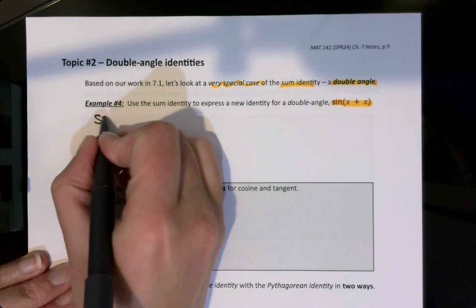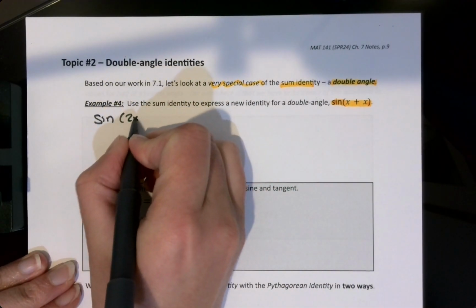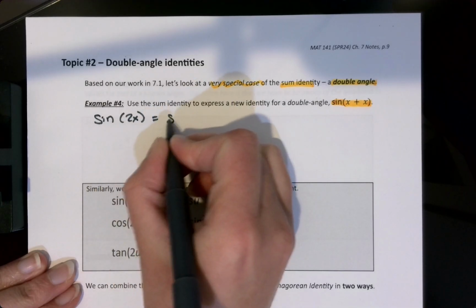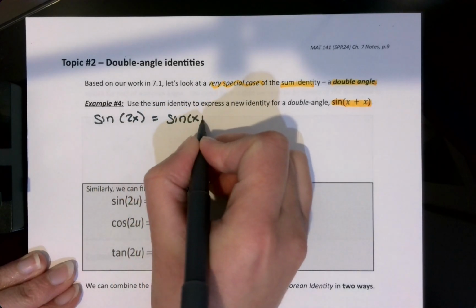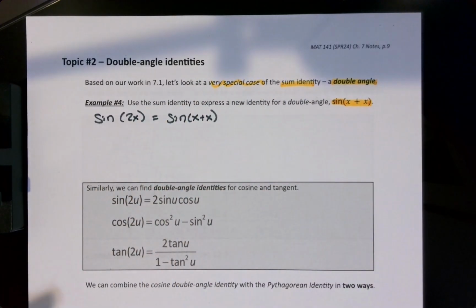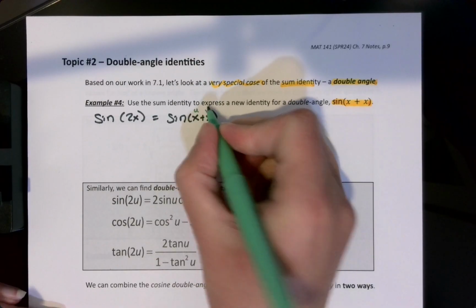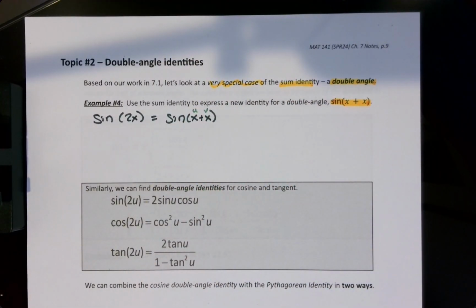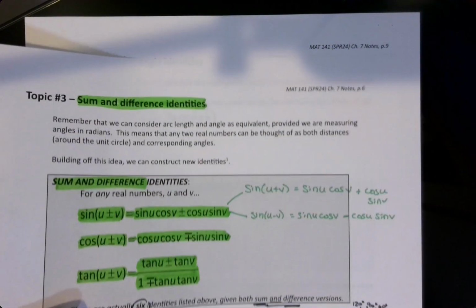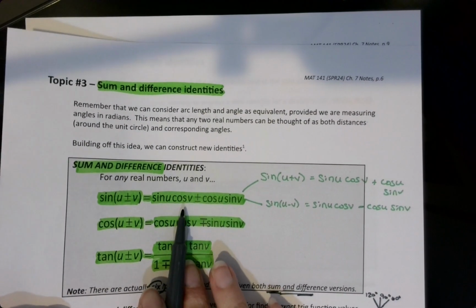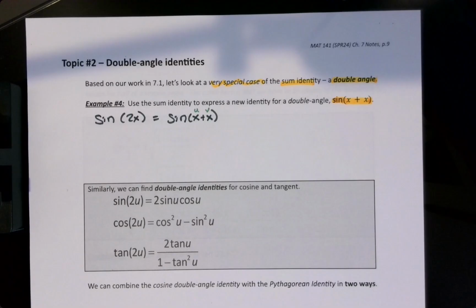So the sine of 2x is equal to the sine of x plus x, right? That's the basis for our double angle identity. So we're going to set this up where u is x and v is also x. Using the sum identity for sine, that sum identity is sine u cosine v plus cosine u sine v.